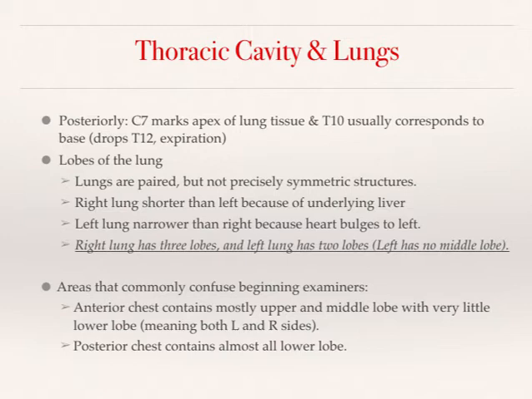When you're looking at the anterior and posterior side, too, this is another important thing, for the same type of reasoning of knowing where you're going to listen if there's a problem. The anterior chest has mainly your upper and middle lobe with very little lower lobe, on both right and left side, essentially. But when you're listening to the posterior side, this is almost all lower lobe. And if you look at an image, I'll show you on the next page, it makes more sense when you put the picture together with it.